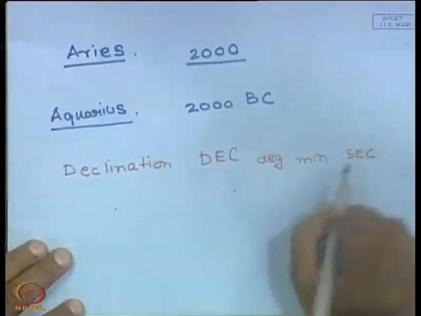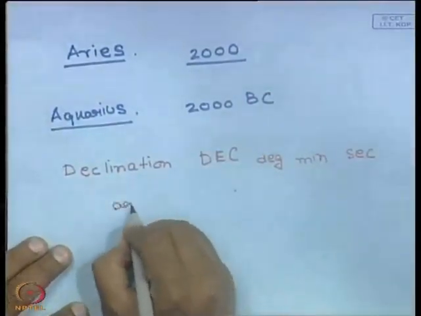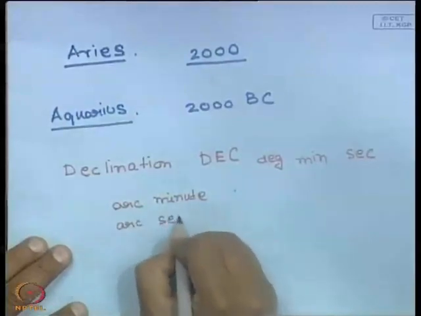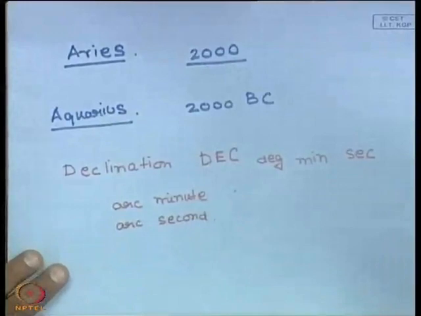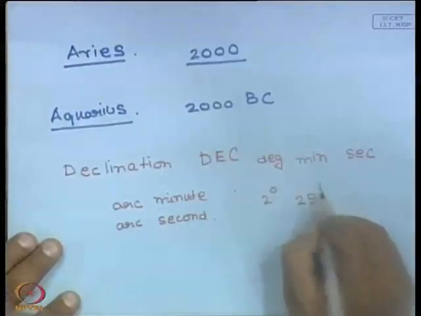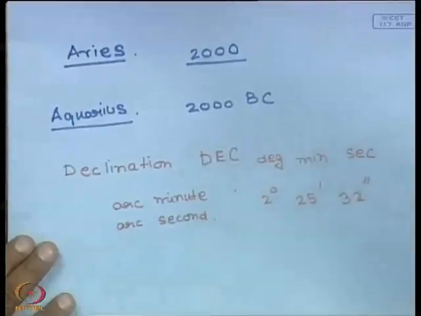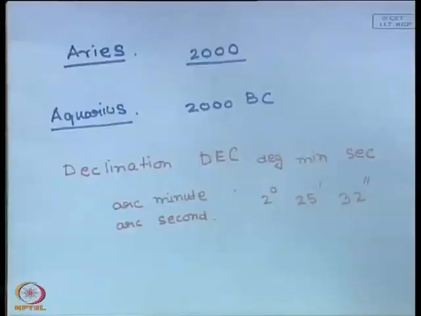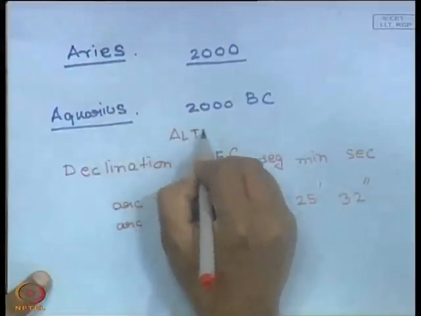So these are arc minutes and arc seconds. So we have degrees, arc minute, and arc second. If I give you a declination of 2 degrees, 25 arc minutes, 32 arc seconds, this is some random position on the sky. It will be in the northern hemisphere, 2 degrees above the equator, quite close to the equator actually. So this is one of the coordinates, and this is essentially the altitude, as in an alt-azimuthal coordinate system.